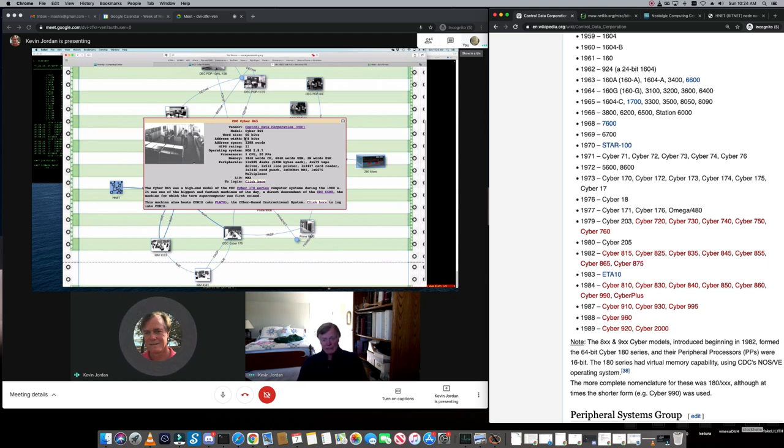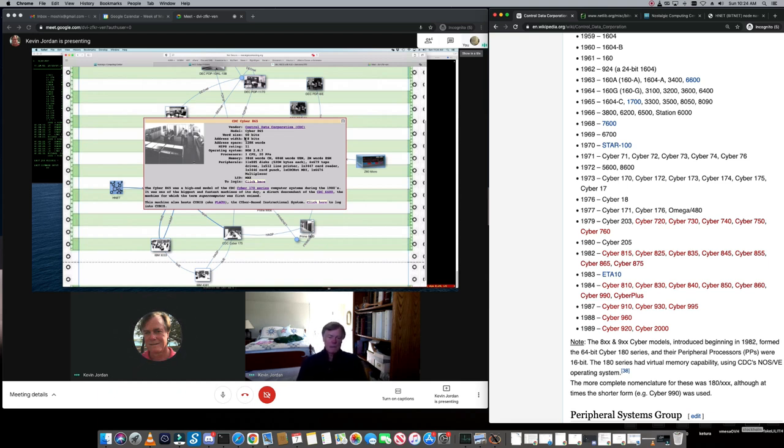Yeah, and as you said, the 60-bit word here, so single precision floating point had a 48-bit mantissa and a 12-bit exponent. So single precision on these machines was essentially equivalent to double precision on an IBM mainframe. But it also had a larger magnitude because it was effectively an 11-bit exponent as opposed to the 7 or 8-bit you find on the IBM machine.